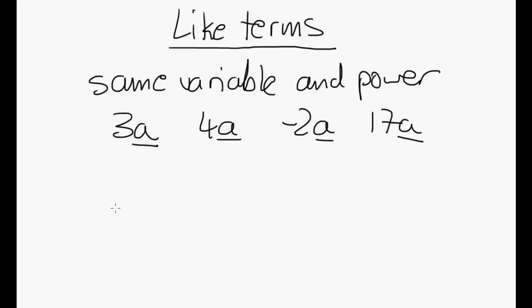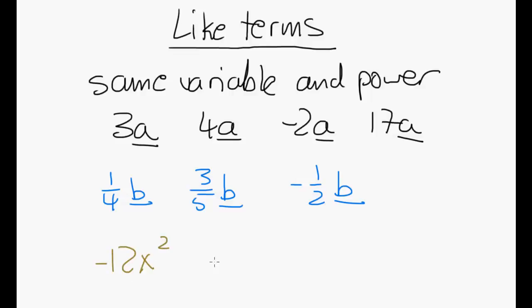Another example of like terms could be 1/4 b, 3/5 b, or negative 1/2 b, because they contain b as the variable. And one more example where we use powers could be this: negative 12x squared, 3x squared, or even 0.9x squared. All of the terms contain the variable x squared, therefore they are like terms.